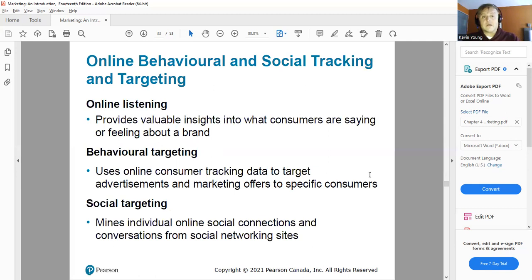Online listening, behavioral targeting, these are definitions again, and social targeting.